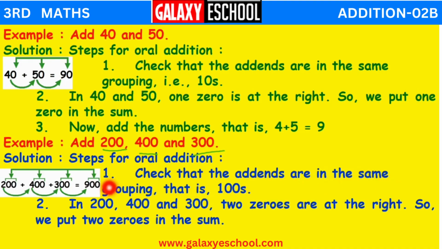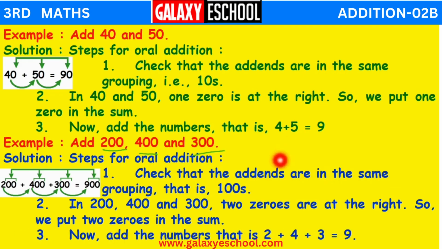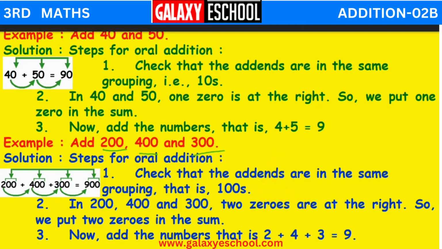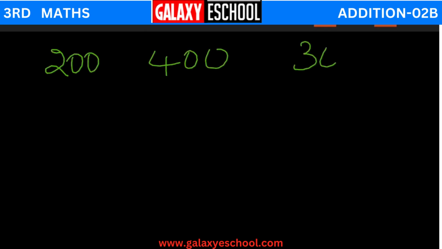So we put 2 zeros in the sum. Yes, 2 zeros are at the right. Now add the numbers, that is 2 plus 4 plus 3. Again 200, 400, 300.